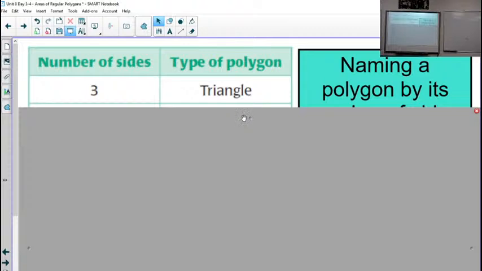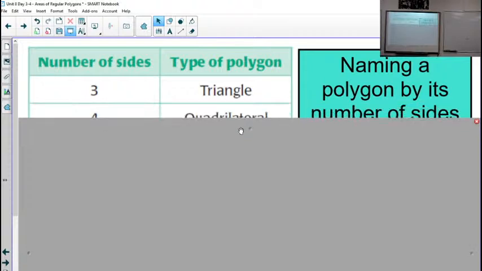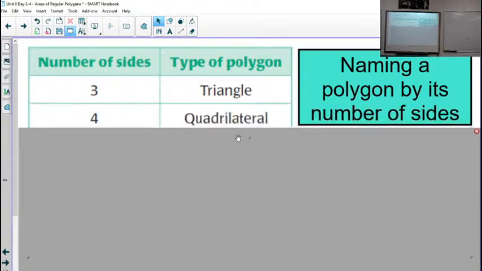4 sides. This one's a little bit trickier. We use a prefix that means 4. This is called a quadrilateral. Quadrilateral for 4 sides. Rectangles and squares and parallelograms and trapezoids are all types of quadrilaterals. But the more general word is quadrilateral.